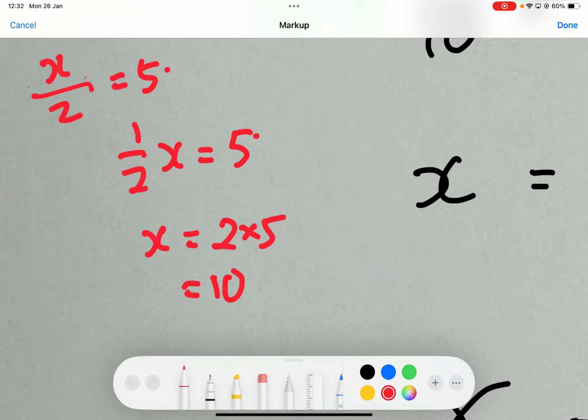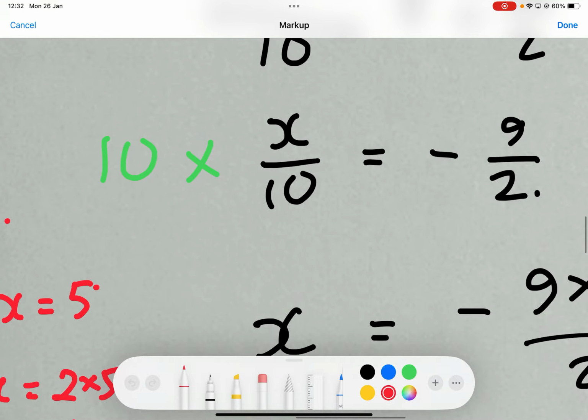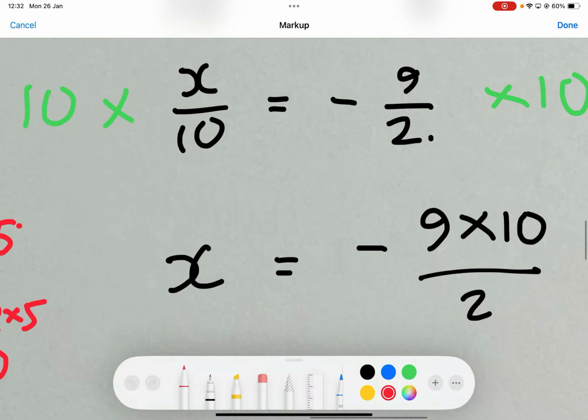So I don't want to always be guessing. I want to have this systematic step. I just multiply 10 across, and I get my x already. I just multiply 10 to both sides, then I can get the answer.